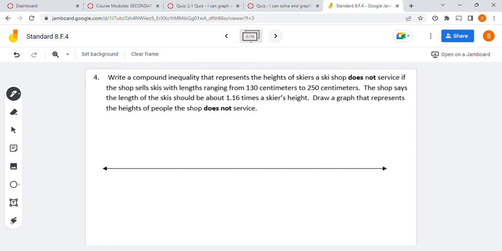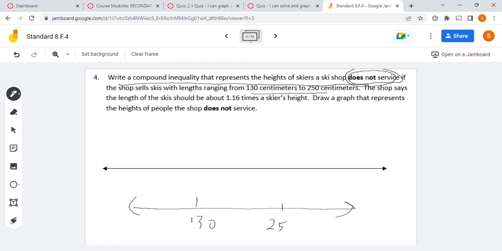On this story problem, our task is to write a compound inequality that represents the heights of skiers that a ski shop does not service. That does not is important. The ski shop, we know from the rest of the question, sells skis between 130 and 250. That means that it does not sell skis outside of that range, so from 130 to 250 centimeters. This area is what they have, so they can service those. These areas out here are what they do not service. Open circle there because they have the 130 and the 250.